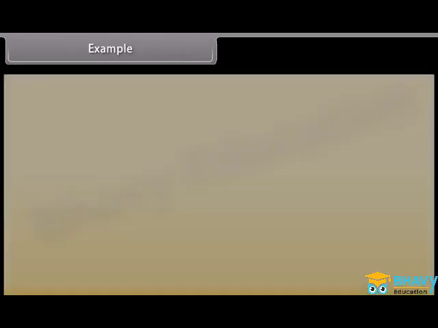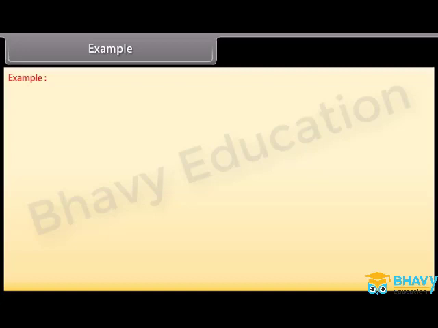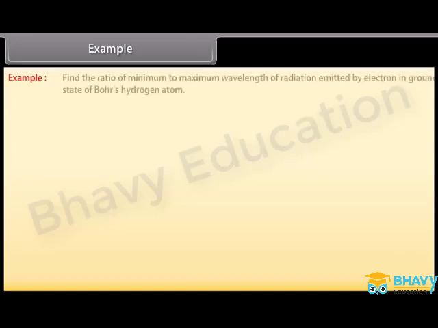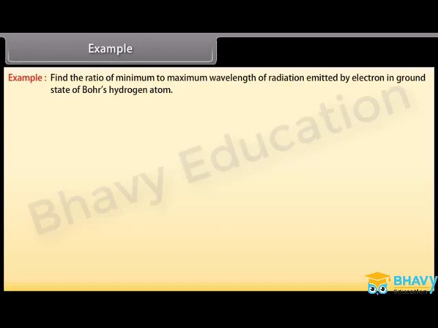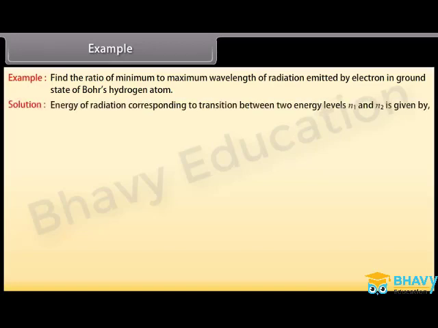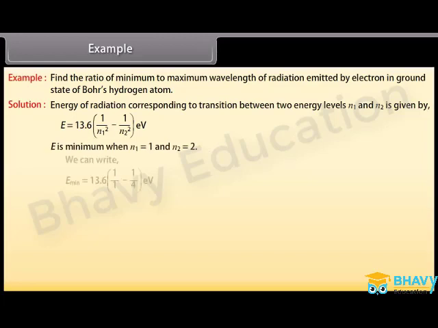Example. Let's take an example of Bohr model of the hydrogen atom. Let's see the solution. Find the ratio of minimum to maximum wavelength of radiation emitted by electron in ground state of Bohr hydrogen atom. Energy of radiation corresponding to transition between two energy levels n1 and n2 is given by 13.6 multiplied by 1 upon n1 square minus 1 upon n2 square electron volt. E is minimum when n1 is equal to 1 and n2 is equal to 2. E minimum is equal to 13.6 into 3 upon 4 electron volt.